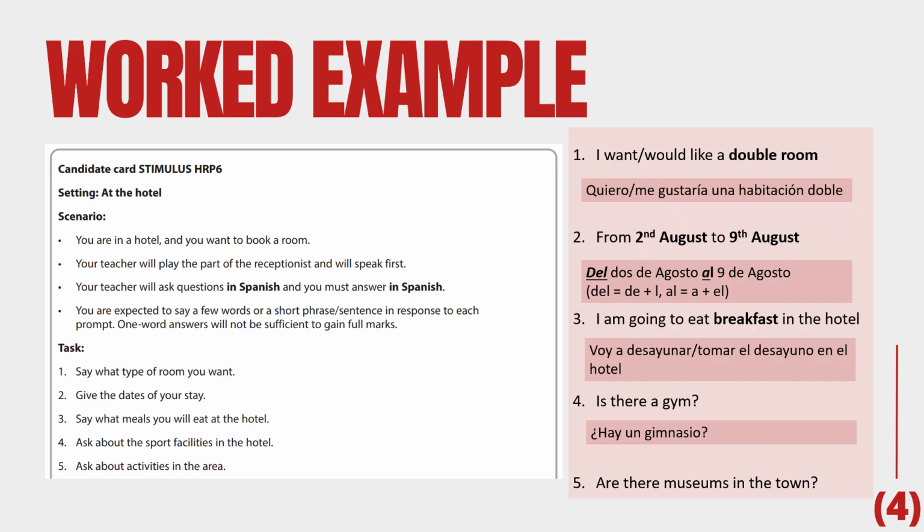Okay, so with questions like that, where there isn't actually a question word in the question, we just use our tone of voice. And similarly then, for number 5, are there museums in the town? ¿Hay museos en el pueblo?